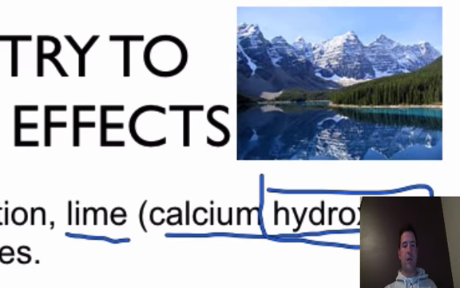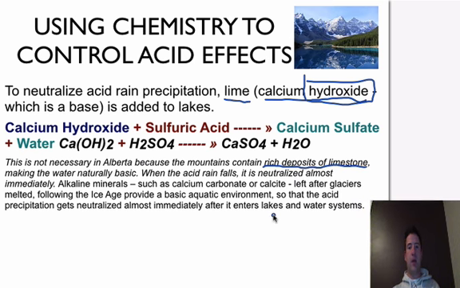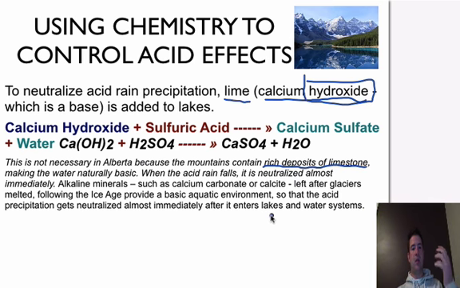So when acid rain falls, it's almost neutralized immediately when it comes in contact with the mountains, and as the mountains melt, or as the water rolls and falls down due to gravity down the mountain, it's being neutralized at the time.